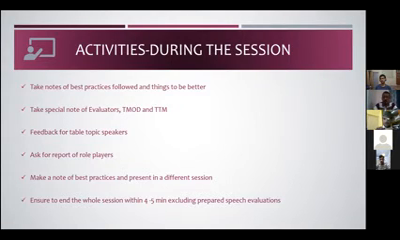Make a special note for the evaluators, the TMOD and the TTM, because they are playing the special roles on that day. The speakers have prepared. The TMOD and the TTM are also prepared, but their preparation is on a different level. So you are the person who is giving the feedback to them. The speakers are given feedback by the evaluators. Give feedback for the table topic speakers. If a table topic evaluator is not present, please give feedback for the table topic speakers.